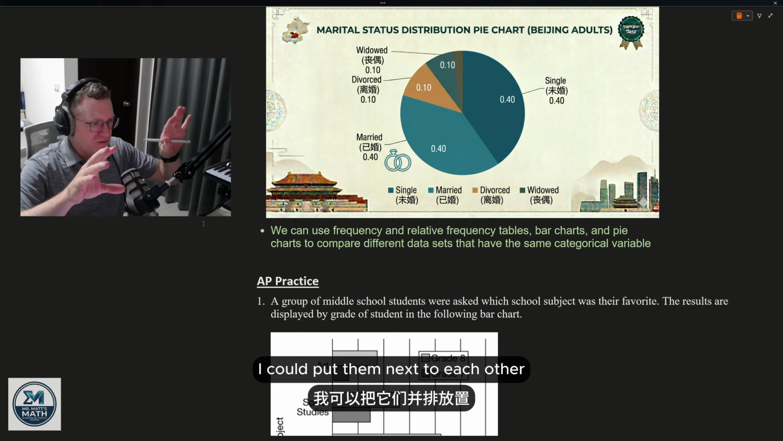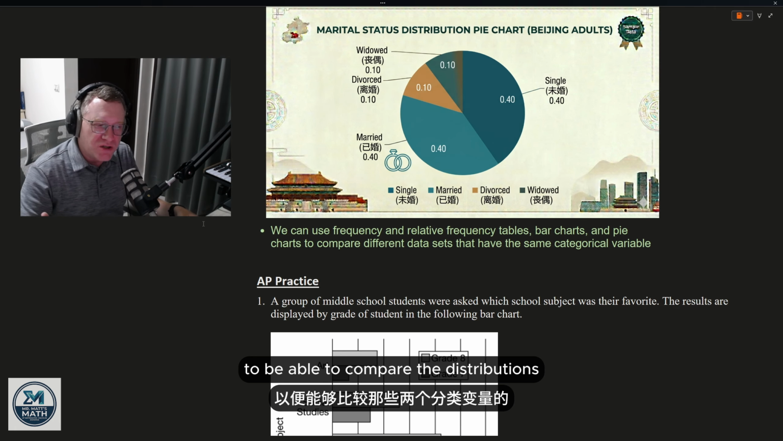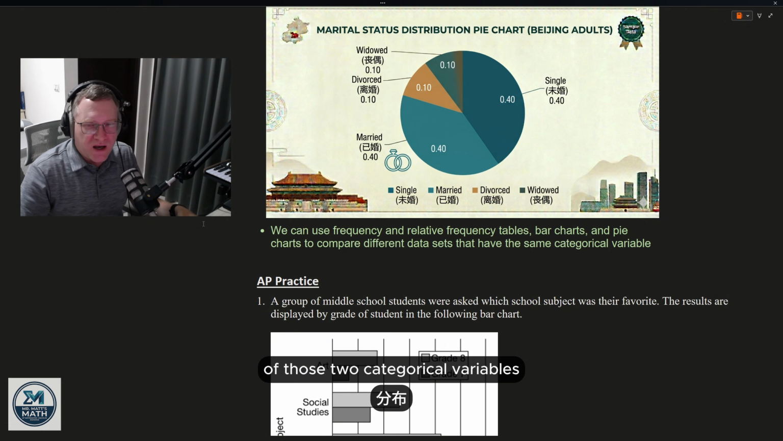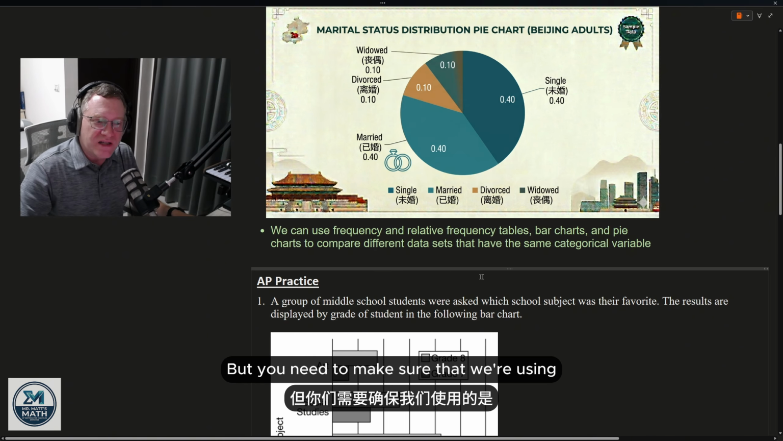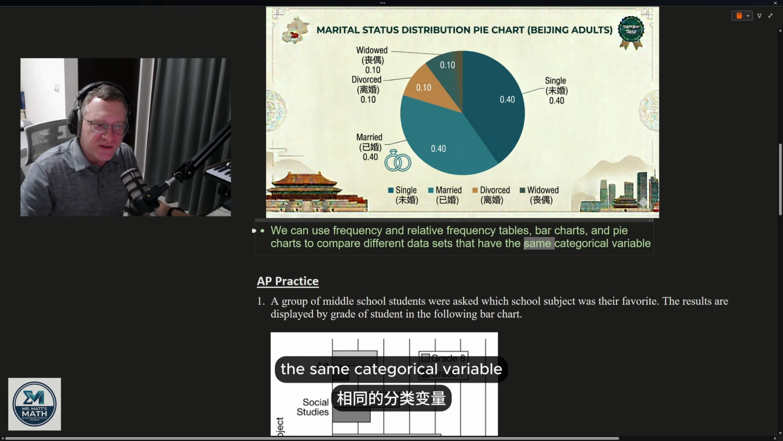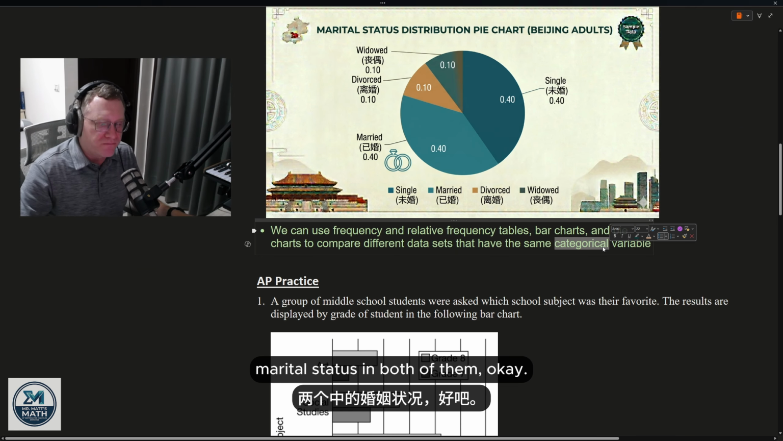I could put them next to each other and I could compare the two to be able to compare the distributions of those two categorical variables for these two different sets of data. But you need to make sure that we're using the same categorical variable, marital status in both of them.